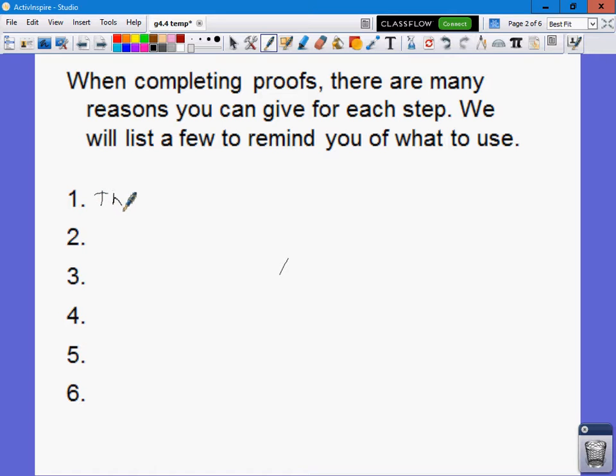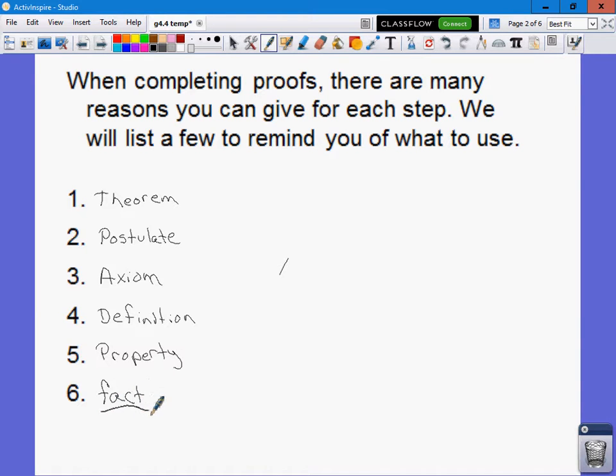You could list any theorem as a reason. You could list any postulate as a reason. You could list any axiom as a reason. An axiom is like a little spin-off of a theorem. You could list any definition as a reason, any property as a reason. Basically, anything that you know for sure is a what? Fact.